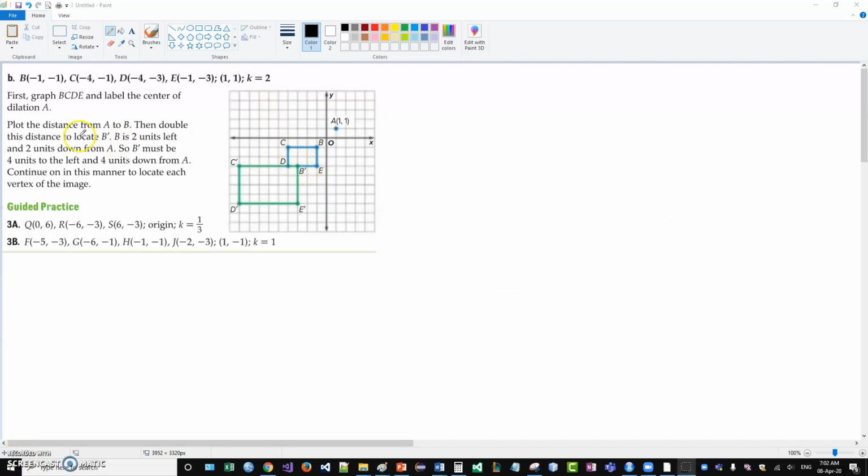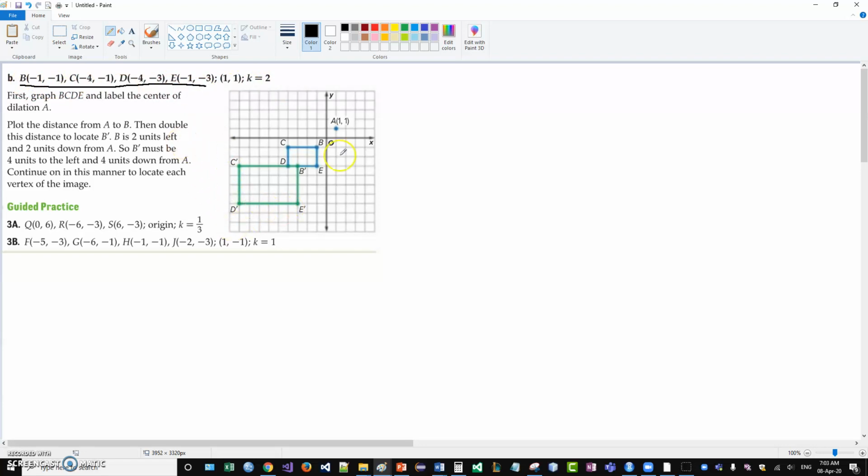Now let's look at an example where the center is not the origin. For example, right here we have this rectangle BCDE, and the center is 1, 1, and the scale factor is 2. In this case, you can't just multiply each point by 2 or each coordinate by 2. It just doesn't work like that.